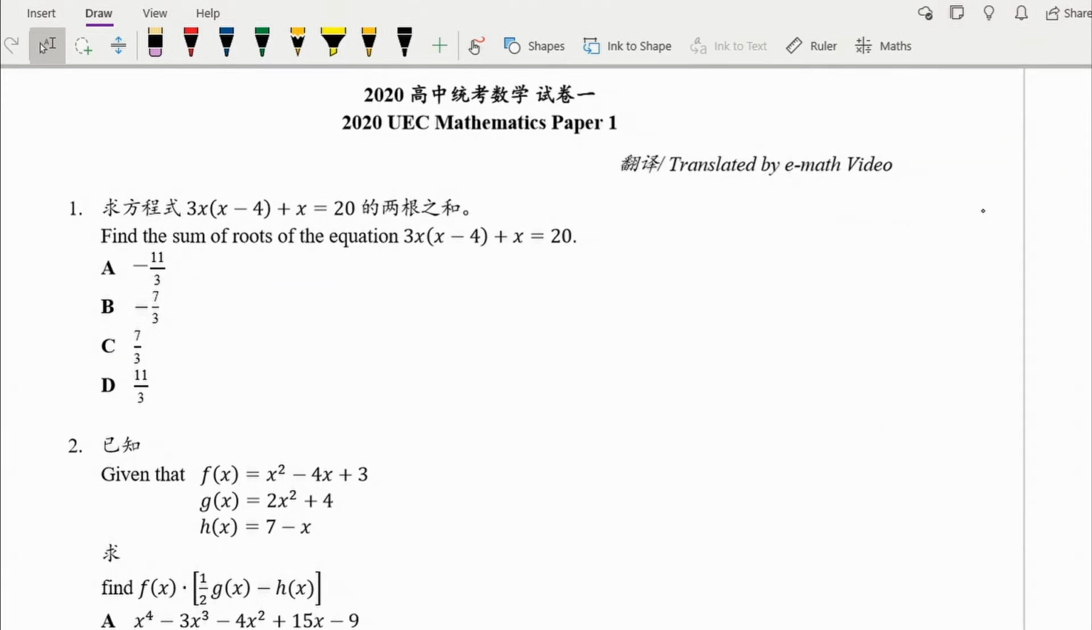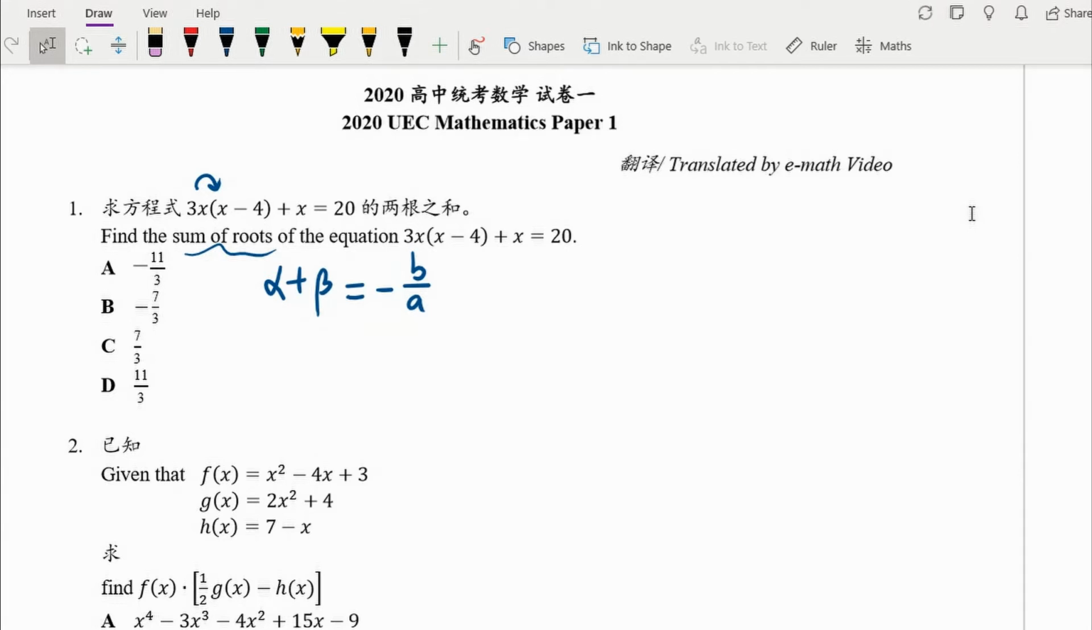Okay, first question. 求方程式 blah blah blah 的两根之和。Okay, so 两根之和 means the sum of roots. Sum of roots you learn in your quadratic equation, which is alpha plus beta. In your quadratic equation, you learn that alpha plus beta, the sum of roots, is negative b over a, right? So if you expand this, you will get a quadratic equation. You just need to arrange it into standard form, take out your a, b, and c, then sub into this equation, then you should get your sum of roots.